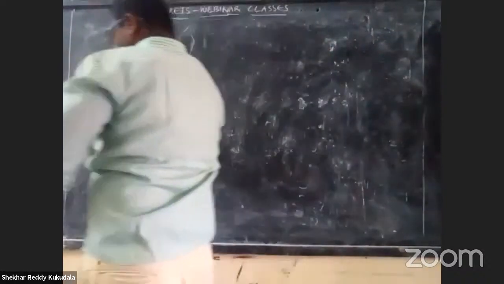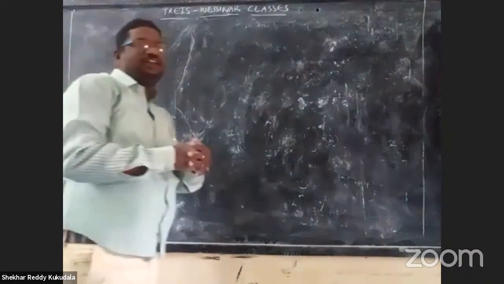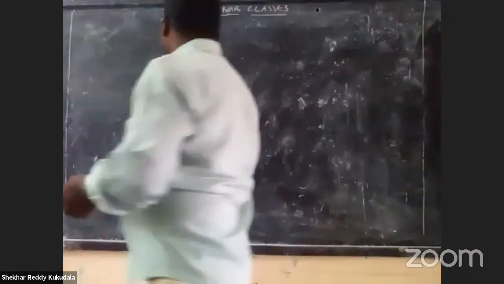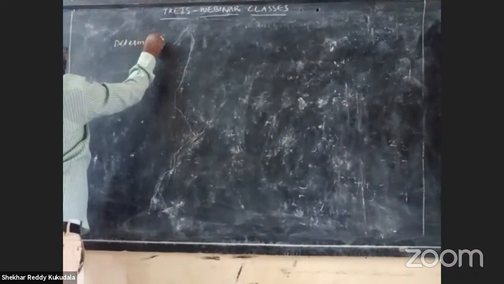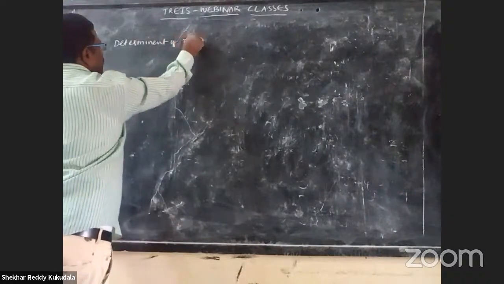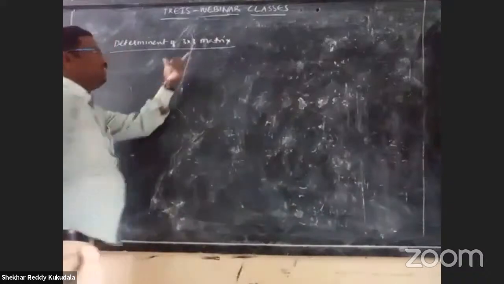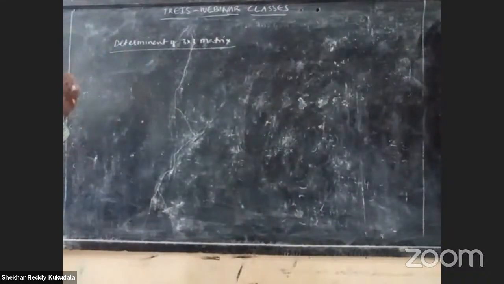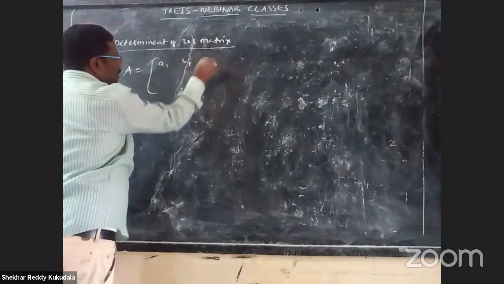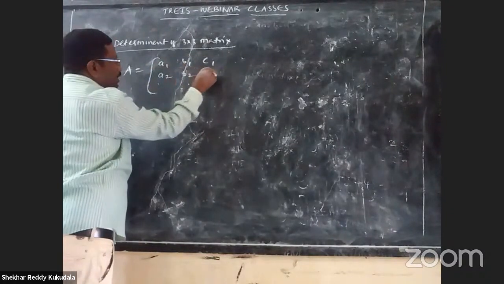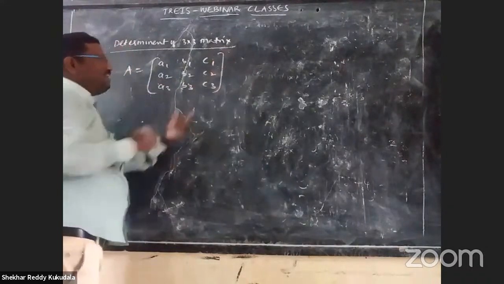Now we will go to the determinant of a 3 by 3 matrix. This is a very important concept. How to find the determinant of a 3 by 3 matrix? For example, A is equal to the matrix with rows a1, b1, c1; a2, b2, c2; a3, b3, c3, which is any matrix.